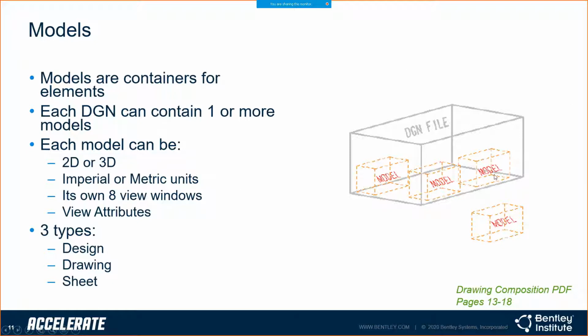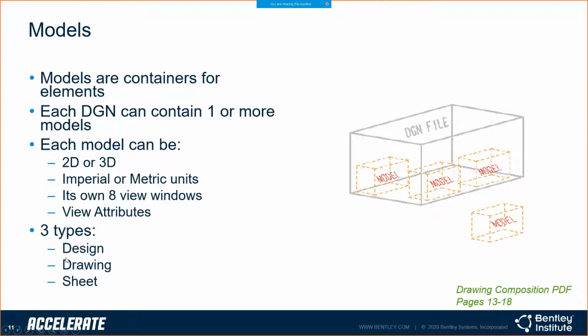Now within one DGN file, you can have as many models as you want. Each one can be 2D or 3D, imperial or metric. They each have their own views, their own MicroStation elements, and their own view attributes. A little bit is shared amongst them, like level names, which are available in all of them, but generally each is almost like a self-contained little DGN file from back in the day.